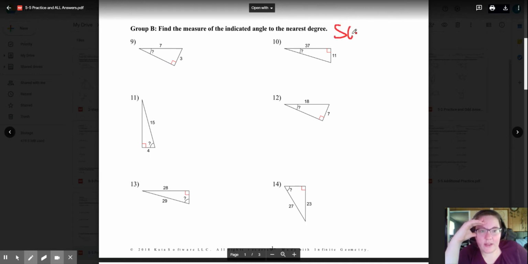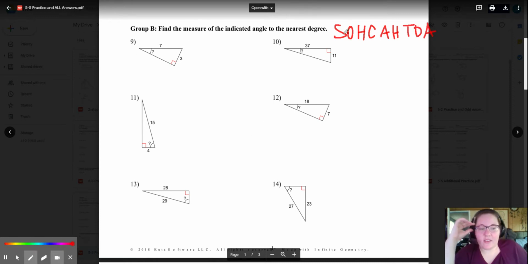So let me show you some more examples with this section, just so we're all on the same page. So again, this is dealing with SOHCAHTOA. Okay. So we're finding the angle measure, which means we're using inverse.